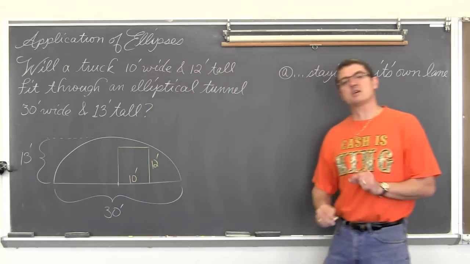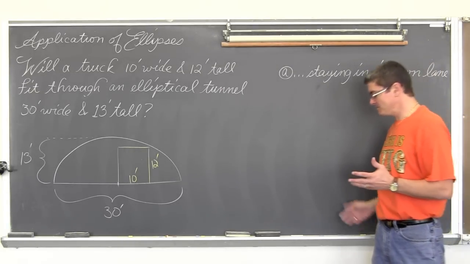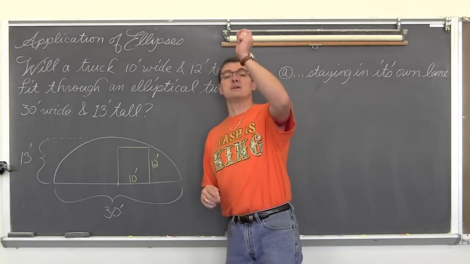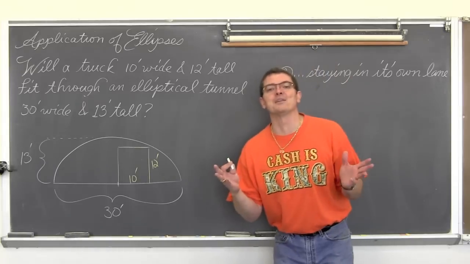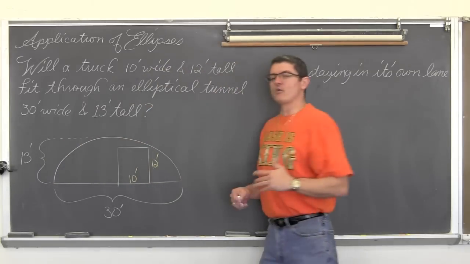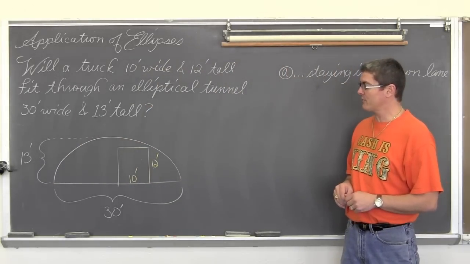Is it going to fit through the tunnel if it stays in its own lane? How are you supposed to figure that out? I mean, I can't go out there and just run a tape measure up to the roof of the tunnel, and I don't have the truck. Well, we're going to do it with math, right? So we are going to find an equation for this elliptical dome or this elliptical tunnel that the truck is going to try and go through.